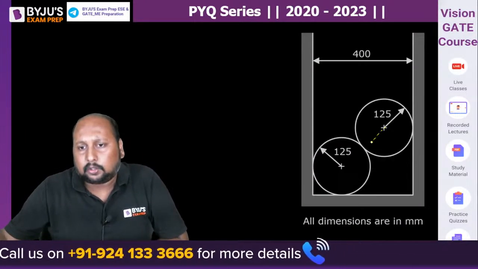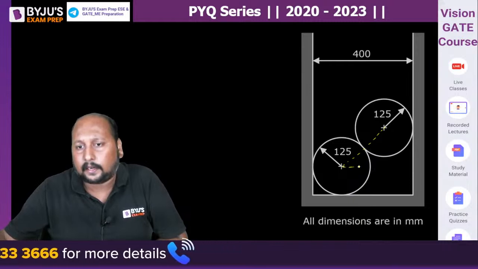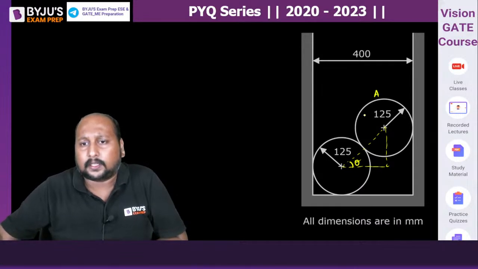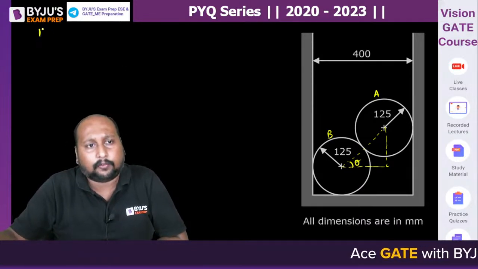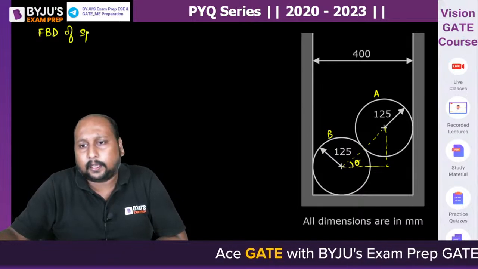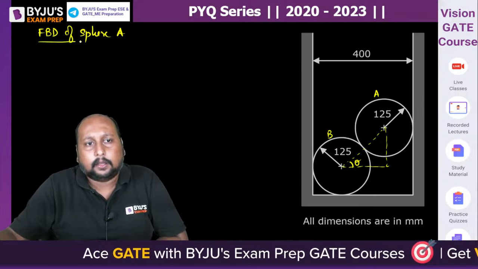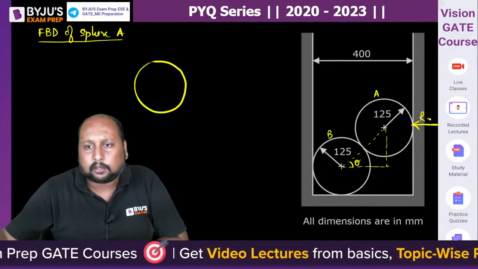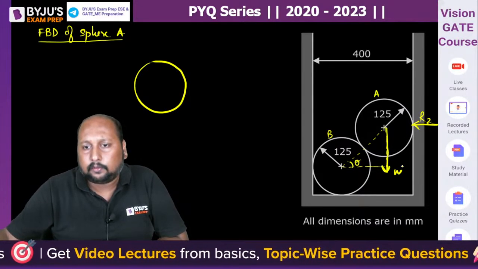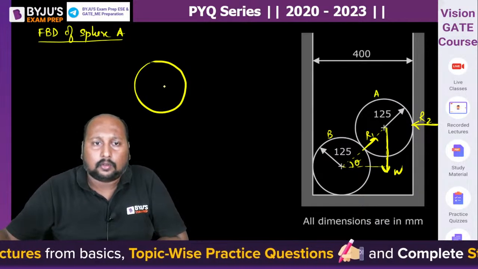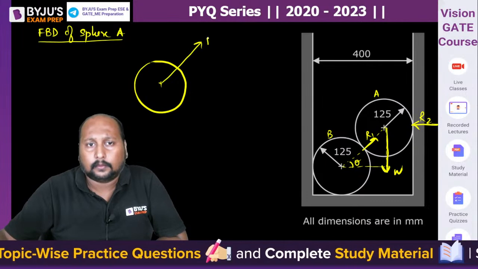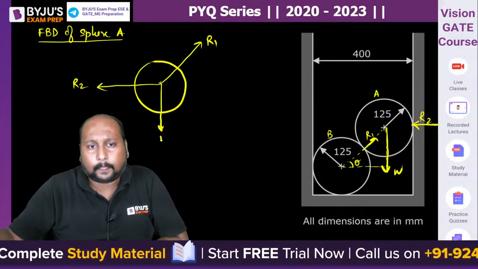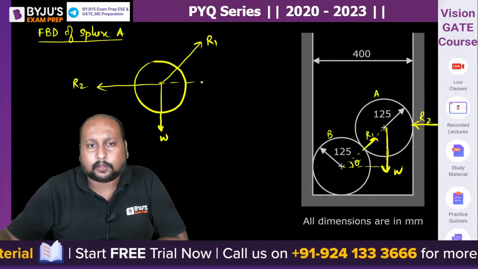So if I try to join these 2 points and draw an angle, let's say this is theta. Let us suppose A and B. If I try to draw the free body diagram of sphere A, at point A we have one reaction force R2, a weight W and one reaction force R1. So this is your R1, this is R2 and this is W. Let's say this angle is theta, so this angle is also theta.